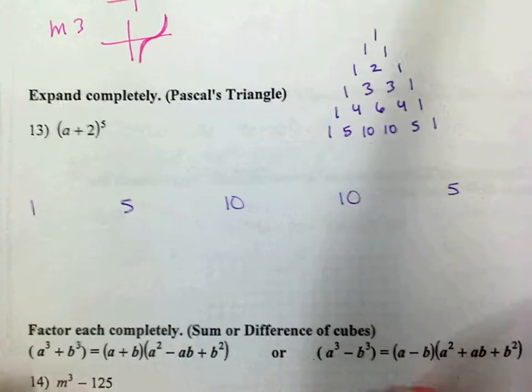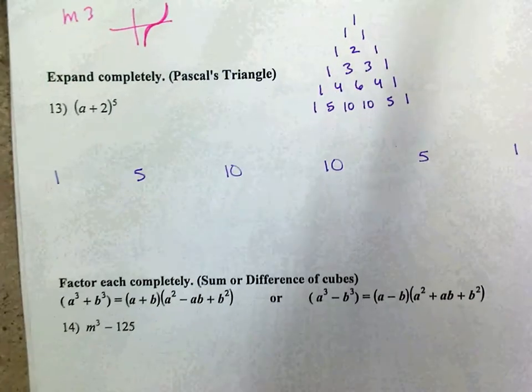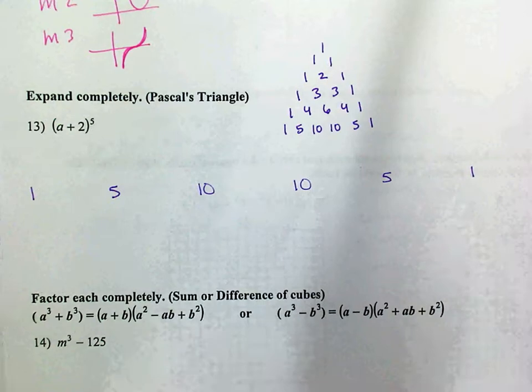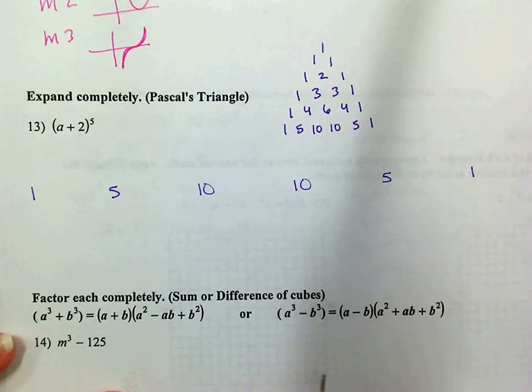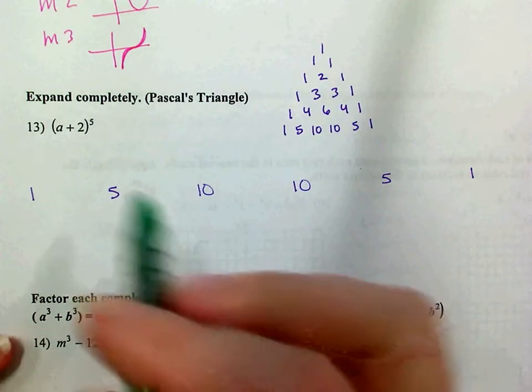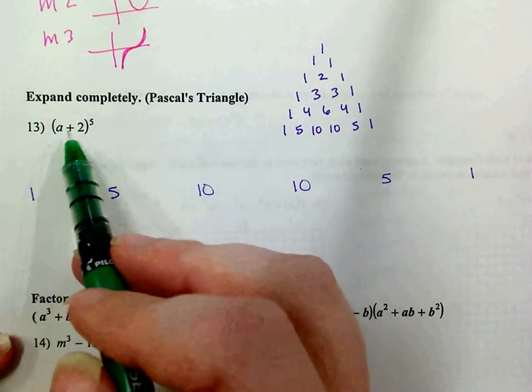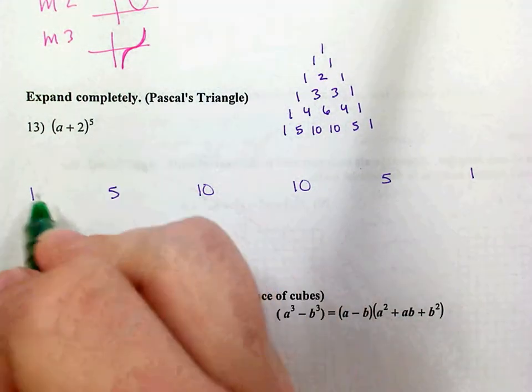All right, so what is the first term? Guys, hey, please focus on this because some of us had trouble with this on the test. The first term is A, right? What's the highest power? So I start with A to the 5th. And then go what?